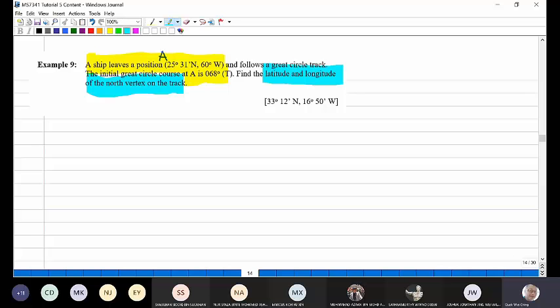Okay, so let's try to understand the question. I'm going to draw some big circle here, highlight what's going on here. So let me draw a sphere first. So this is the Earth here. Okay, so this is a North Pole, P.